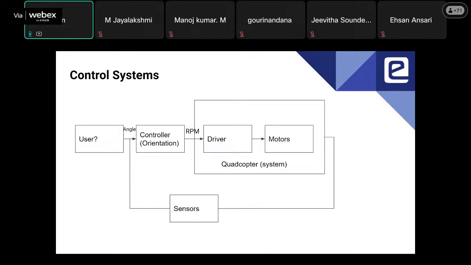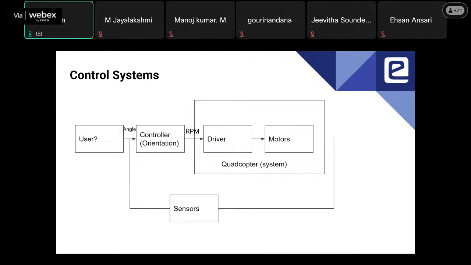No. Actually, you can do it, but it will require a very high level of control if the user wants to specify. One example is FPV racing, where from the controller you are giving angle values from the control level. So it is possible, but you require a very high level of control for the user to directly give angles.